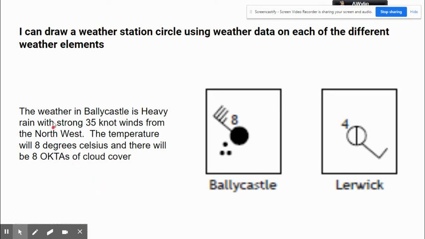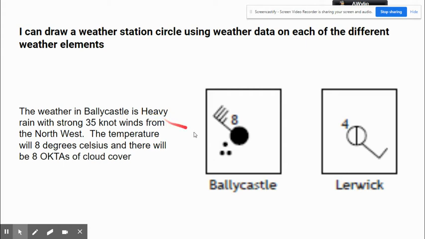So for example, here we can see a description of the weather in this place called Ballycastle, which is in Northern Ireland. And we can see there is heavy rain, the winds are 35 knots, and the winds are coming from the northwest. The temperature is 8 degrees, and the cloud cover is 8 octas. Now, you don't necessarily need to know what those things are, but what you do need to know is the weather circle that goes with each of these.